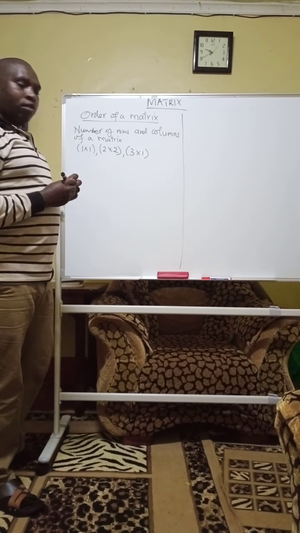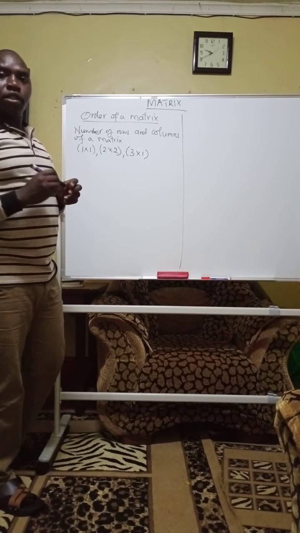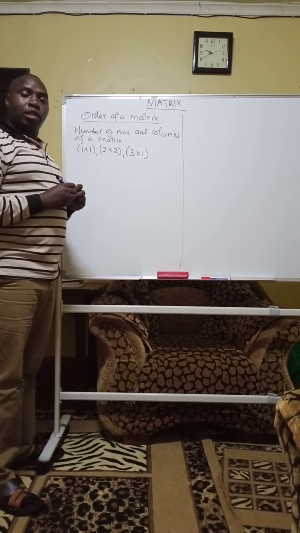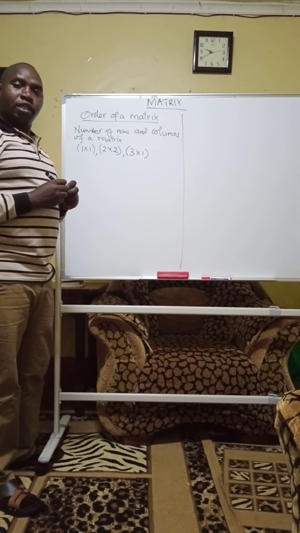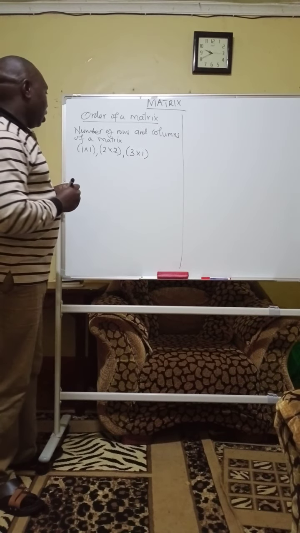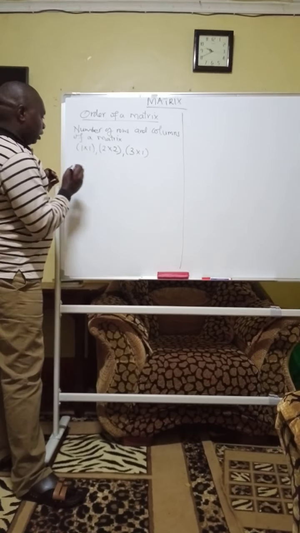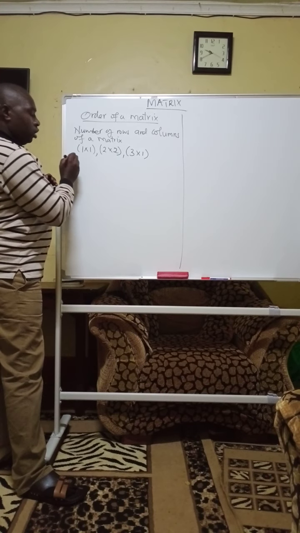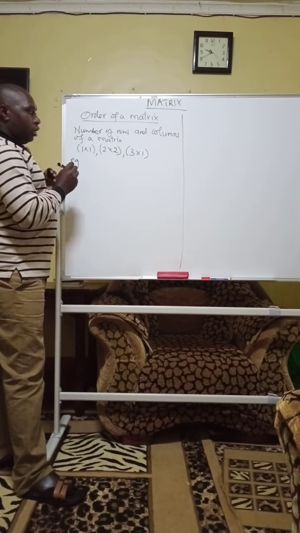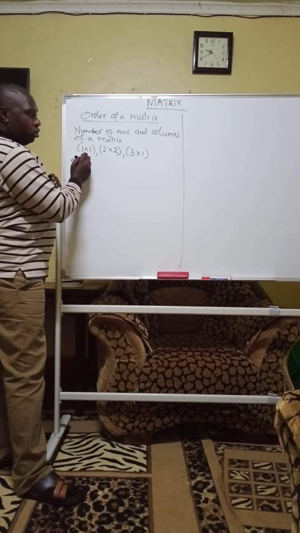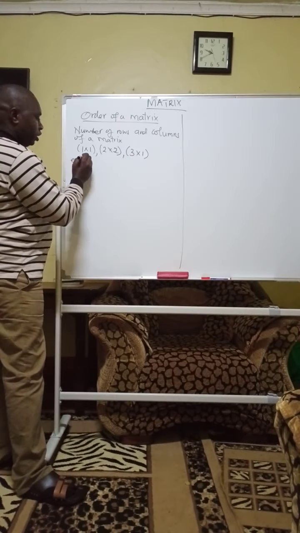Why are we insisting on the order of a matrix? We are insisting on the order of a matrix because it is the basis upon which matrices are operated. And I want to give a very simple illustration to expand further on why order is very, very important.